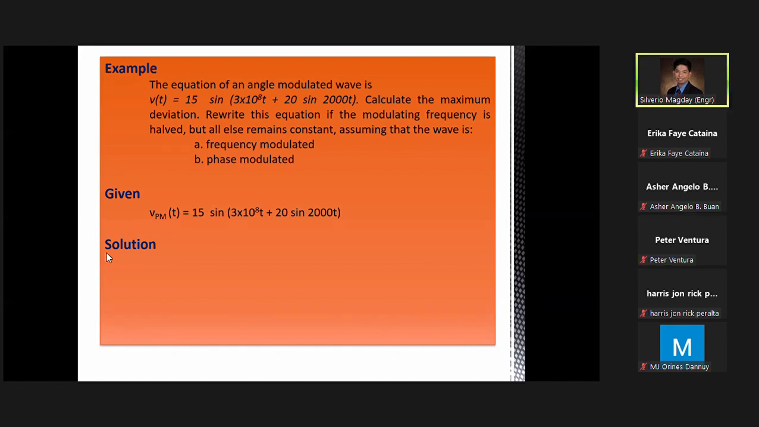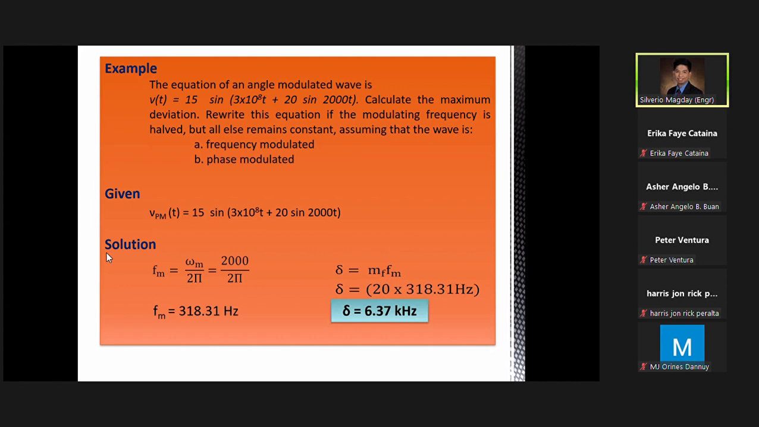Ano makailangan natin to rewrite the equation if the modulating frequency is half? So, kailangan natin i-compute yung FM. Tapos, assuming that the wave is frequency modulated and kapag phase modulated. So, ayan, kailangan muna natin i-compute yung FM, 318.31. And then your deviation, MFFM. So, the maximum deviation is around 6.37 kilohertz.